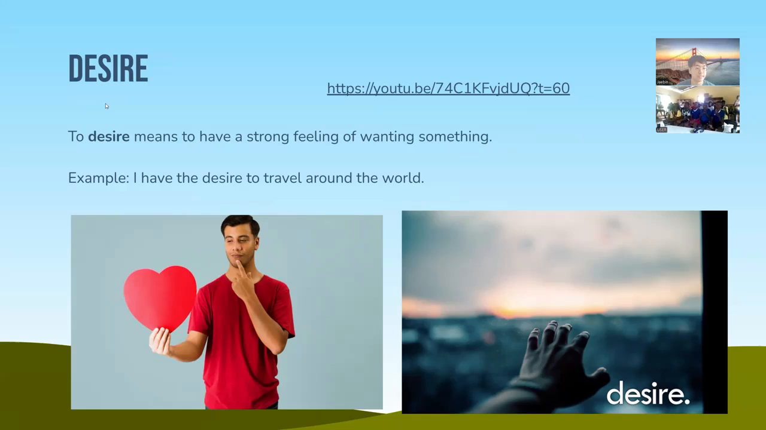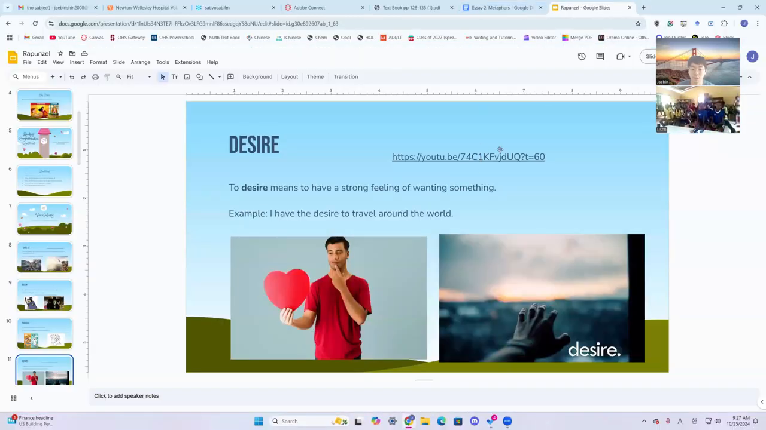Now moving on to desire. The word desire means to have a very strong feeling of wanting something. Maybe a person really wants to do something, and that is desire. So, for example, I have the desire to travel around the world. So I have a strong feeling of wanting to travel around the world. Here is where the word is used in the story.